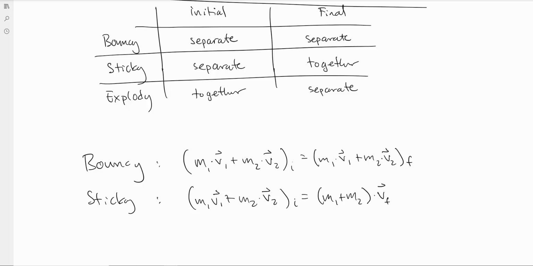And lastly, the explodey, we just flip it from the sticky. They're not sticking together, they're becoming unstuck. So I guess it's an unsticky, but I like explodey. Explodey sounds cooler. So m1 plus m2 times vi, some initial velocity, will be equal to m1 times v1 plus m2 times v2 final. Fix that right there.